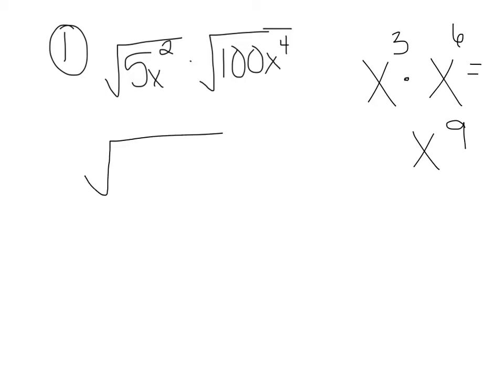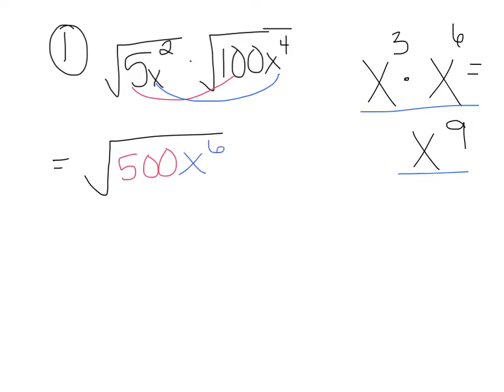So we're going to end up with one square root. First we're going to take the 5 times the 100, so that gives us 500. Then we're going to multiply our x's together. So we get x squared times x to the fourth, which is exactly like something I just did over on the side here. That will give me x to the sixth, because we add exponents when we multiply.